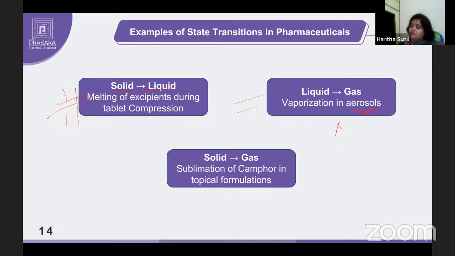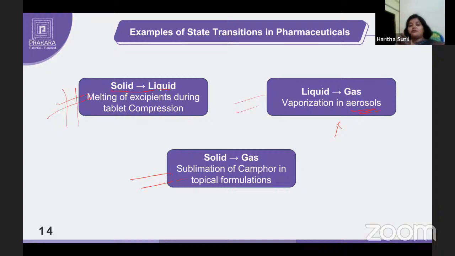And then we have solid to gas, that is sublimation of camphor in topical formulations. Here, sublimation is nothing but the direct transition of a solid into a gas, right? So without passing through the liquid phase. In topical formulations, the sublimation of volatile compounds like camphor provides a cooling effect. For example, the camphor in balms and liniments sublimates upon application, which releases the vapors, and that is the reason you feel a very cooling and soothing effect on the skin.